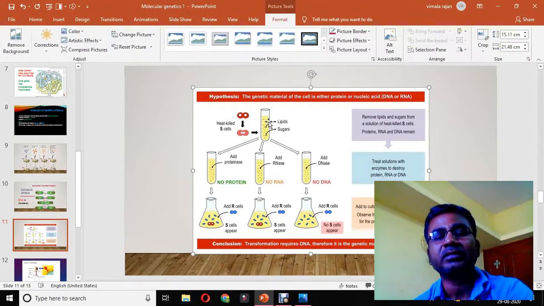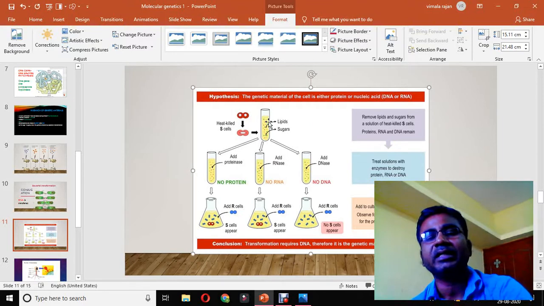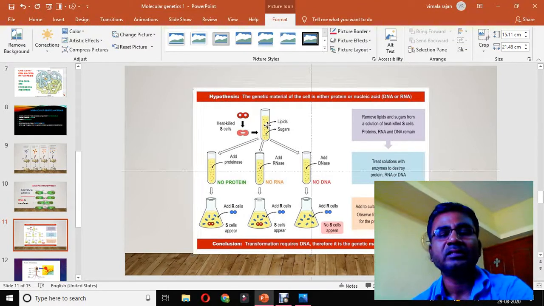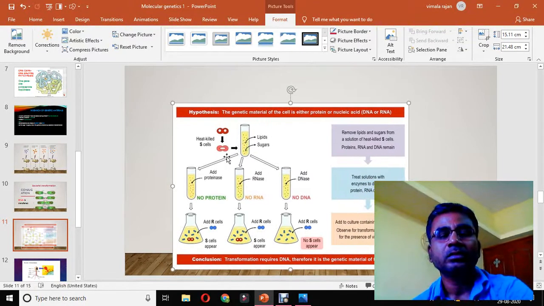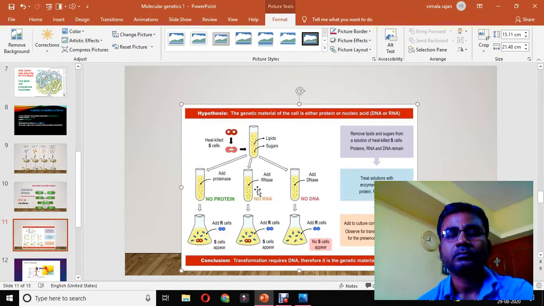Now look at the first test tube. What is taken out? Lipid is taken out, sugar is taken out, and what all is remaining in the mixture? Proteins will be there, RNA will be there, DNA is there. So the things which are removed from the extract are only lipid and sugar. Apart from that, what all is there in the mixture? Protein, RNA, DNA. Okay, and then this liquid is taken to these two test tubes.